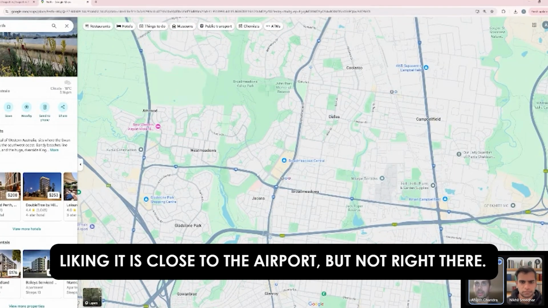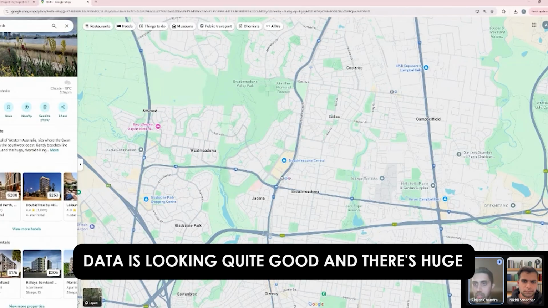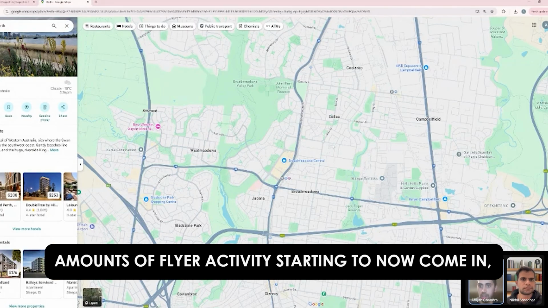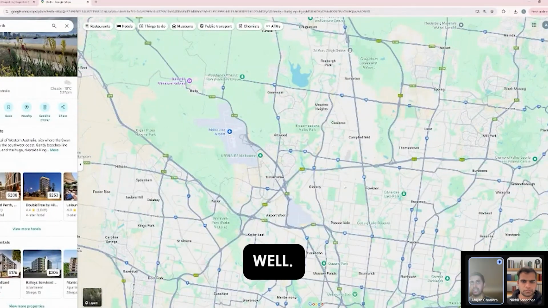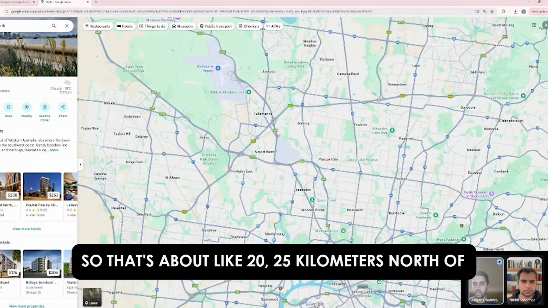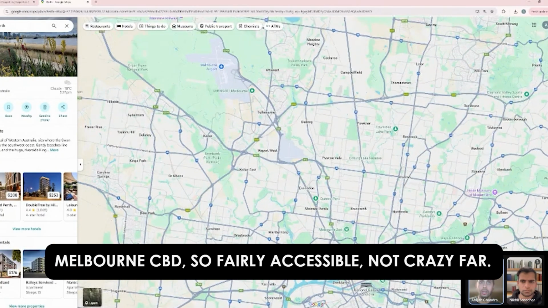But where we're kind of liking it is close to the airport, but not right there. Like Jacana, Broadmeadows, Dallas, a lot of the data is looking quite good, and there's huge amounts of buyer activity starting to now come in. And we'll take you through the data for those as well. So that's one pocket. That's about 25 kilometers north of Melbourne CBD. So fairly accessible, not crazy far.